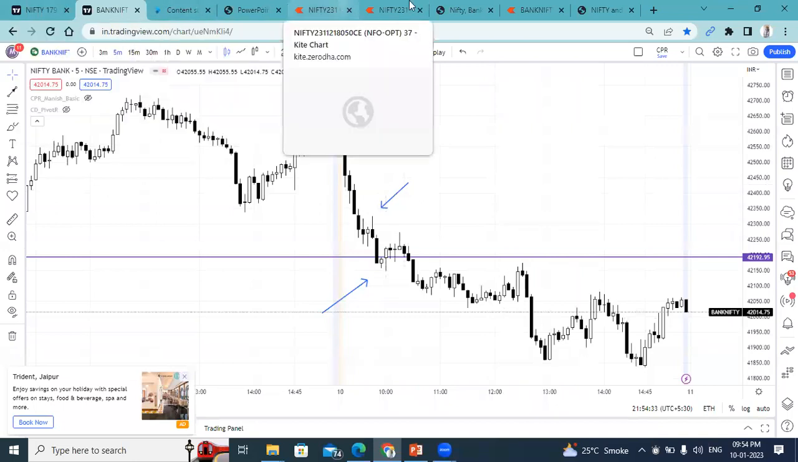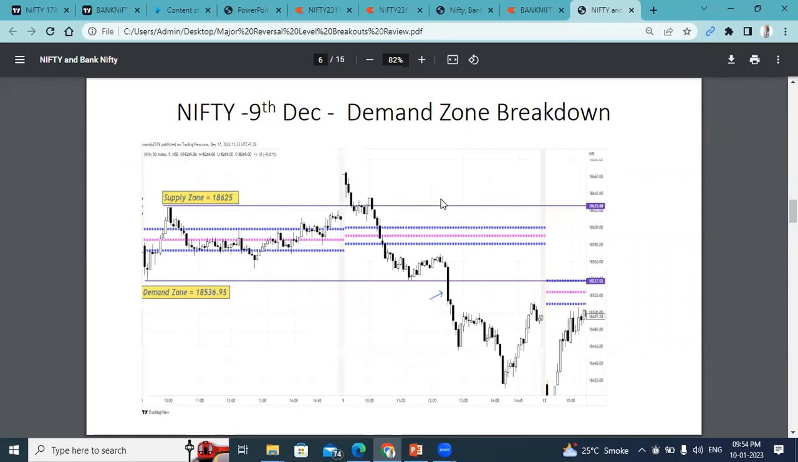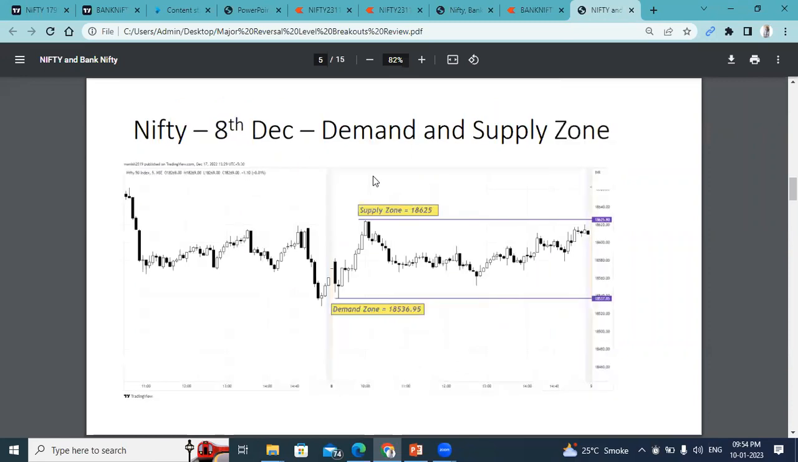राइट. So what if, Sekhar sir, tomorrow you get a gap up or gap down opening? What will you do in that case? Let's say tomorrow Nifty directly opens above 18,625. Then we will not trade, because we want breakouts during the live market.